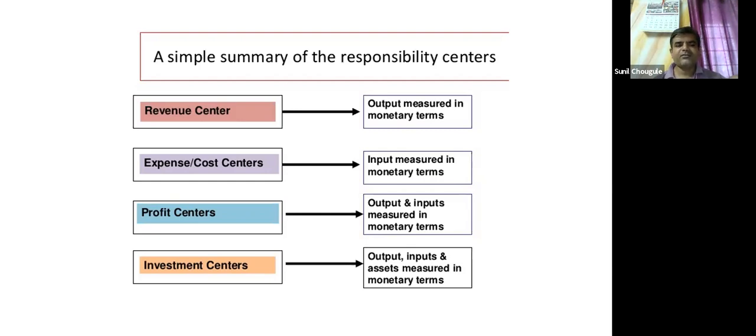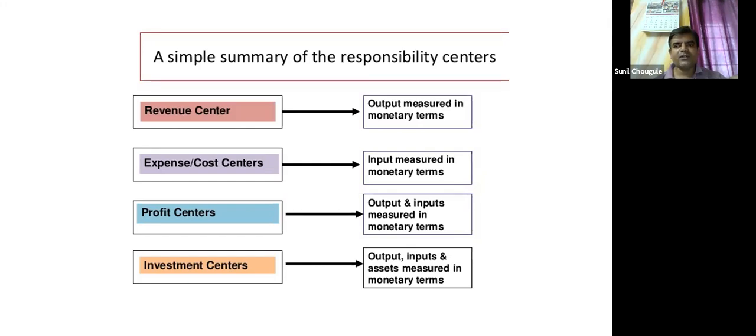Profit center is where the finished goods are sold to the carrying and forwarding agent, super stockist, or main wholesaler. Outputs and inputs measured in monetary terms. Investment centers. Now investment is done by purchase of raw material, by processing those raw materials into finished goods, by having finished goods in storage, by asking wholesalers to invest for buying those finished goods. These are all outputs and inputs and assets measured in monetary terms.